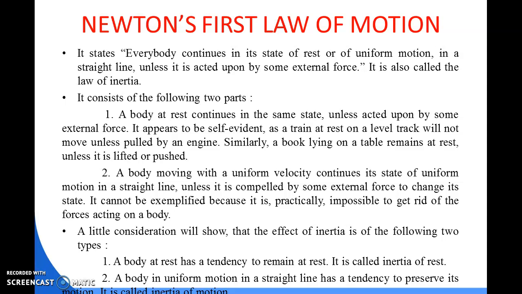A little consideration will show that the effect of inertia is of the following two types. First, a body at rest has a tendency to remain at rest. This is called inertia of rest. Second, a body in uniform motion in a straight line has a tendency to preserve its motion. This is known as inertia of motion.